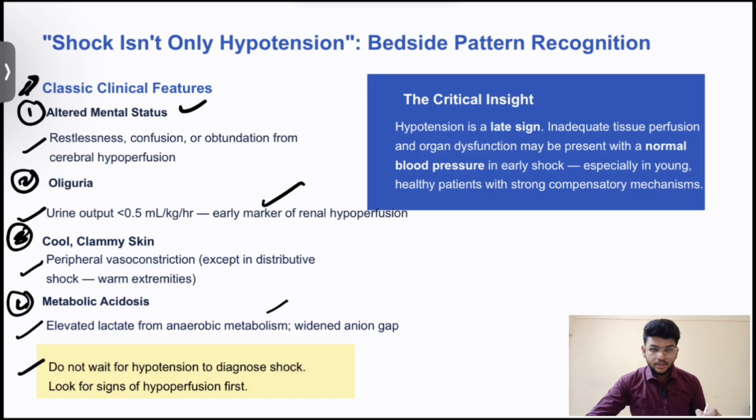Don't wait for hypotension to diagnose shock. Look for the signs of hypoperfusion first, like oliguria and cold clammy skin, and start the treatment.